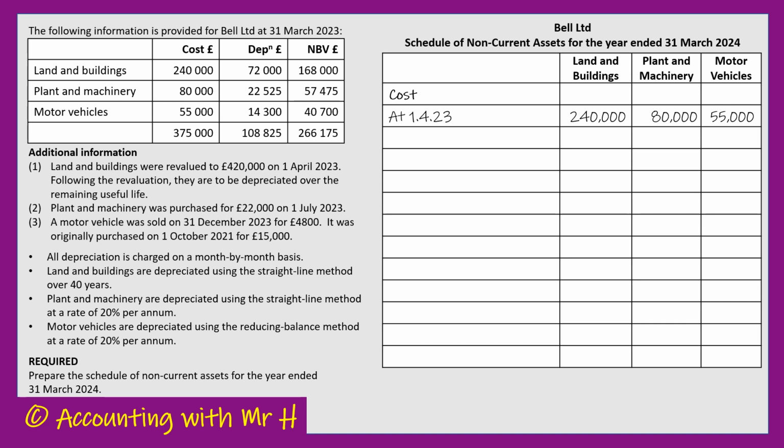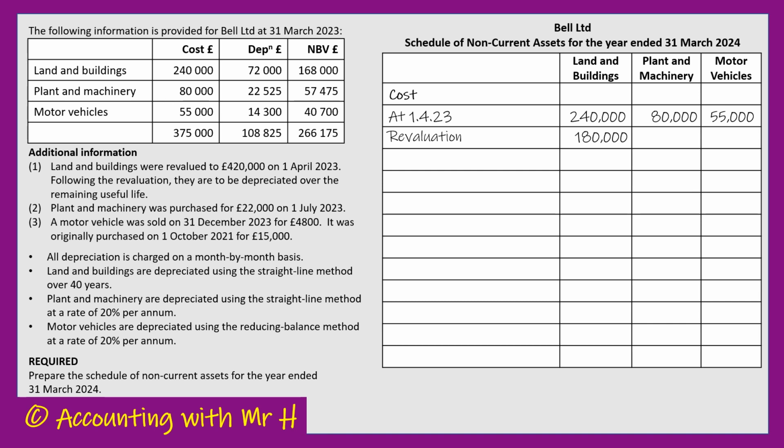And then I'm going to work through different stages here. And the first thing I'm going to consider is, if I look at the additional information, item 1, land and buildings were revalued to £420,000. So when they first purchased them, they had a cost of 240. That's how much they cost them to buy. They've had them professionally revalued and the value has increased to 420,000. So all I'm going to do then is record the increase, there we go, of £180,000.